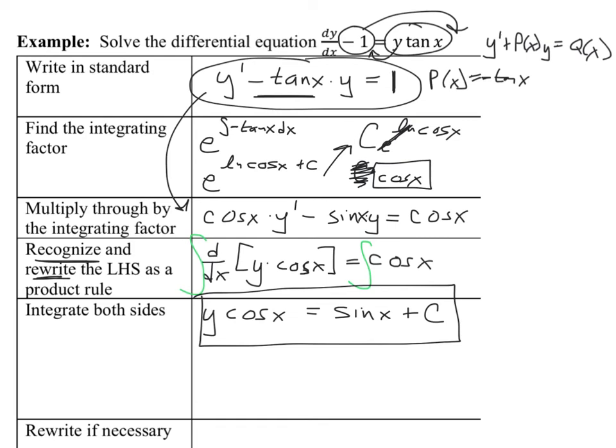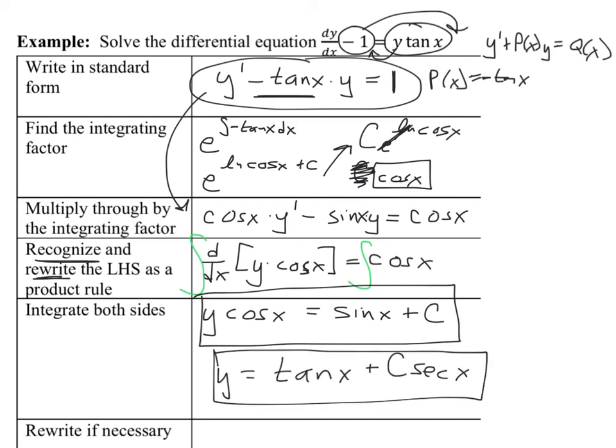But if your problem, for instance, said that they wanted you to write your answer in the form y equals f of x, well, we would need to solve for y. So if I wanted to solve for y here, we would have y equals, dividing the cosine through, tangent x plus, I could write c over cosine, or I could write c secant x. And this is another acceptable way of writing the answer for this differential equation.